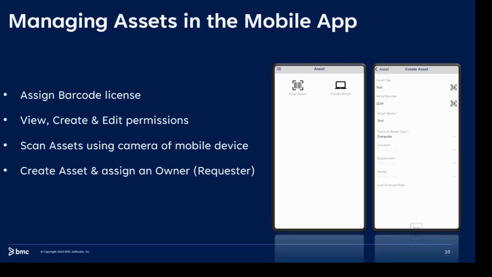It is important to have view, create and edit permissions to use the asset module in the mobile app. When you create a new asset using the camera of your mobile device, it will automatically populate the asset tag and serial number fields. If at any time you want to unregister and retire the mobile device from utilizing the scan asset feature, you can release and retire any registered mobile device from its barcode license by unregistering it. If you unregister a barcode license from a mobile device, you cannot register that mobile device for barcode licenses later.